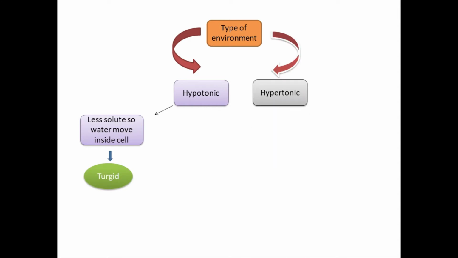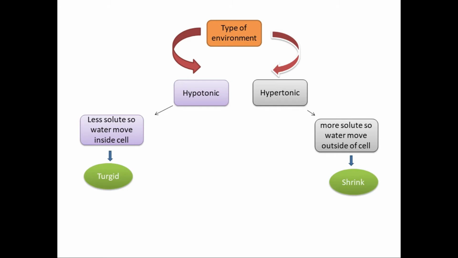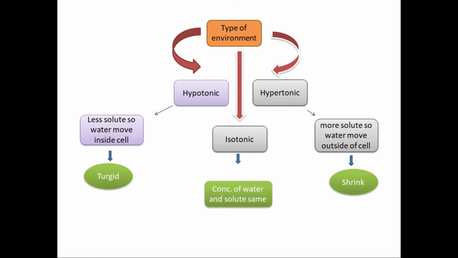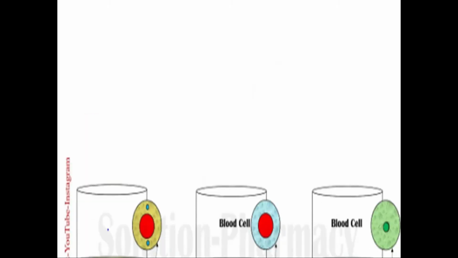The second type of environment is a hypertonic environment. In a hypertonic environment, more solute molecules are inside the cell, so the water moves outside of the cell, and when the water moves outside, the cell shrinks and decreases in size. The third type of environment is the isotonic environment, in which the concentration of the water and the solute contents is the same. Actually, this is the ideal condition in which a cell retains water in itself and maintains all its metabolic activities.